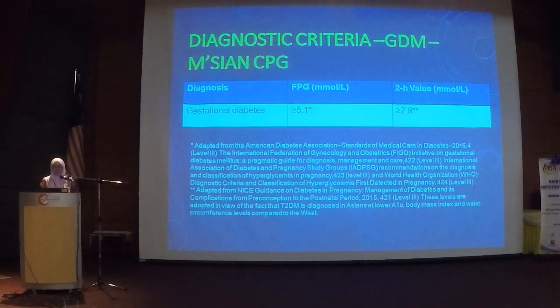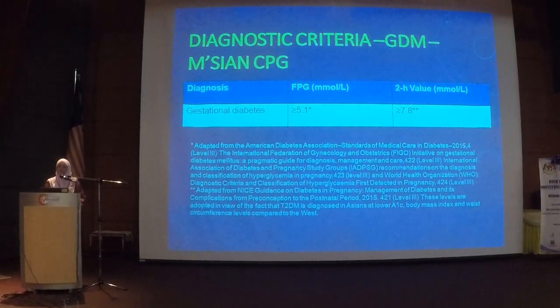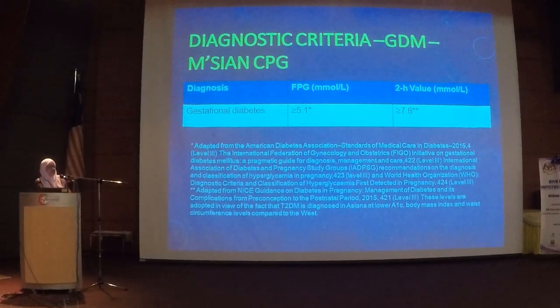So the Malaysian diagnostic criteria for GDM according to Malaysian CPG is 5.1 for fasting and 7.8. This is unique because, as usual, Malaysia wants to be different in terms of diabetes. Yeah? Our HbA1c criteria is lower. Our BMIs are lower upon diagnosis. Yeah? So taking into account all that, the 2 hours value actually follows NICE guidelines, whereas the fasting follows IADPSG. Okay?